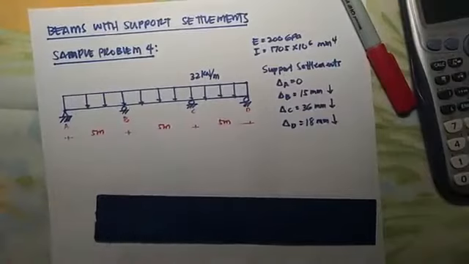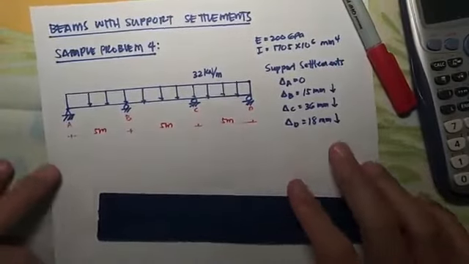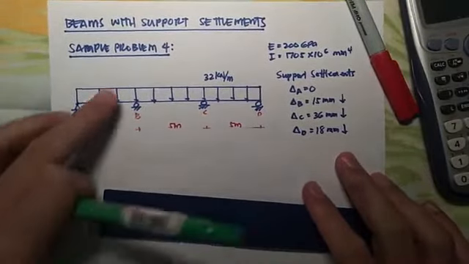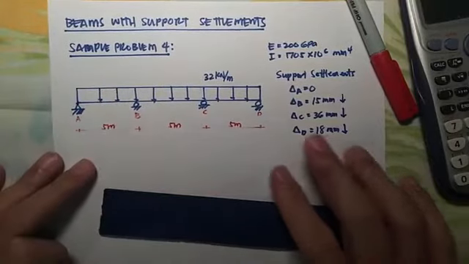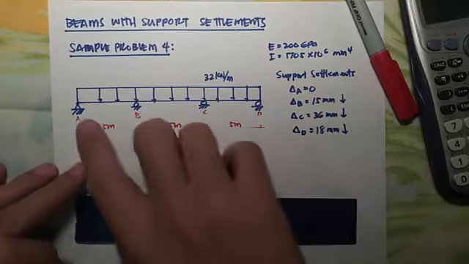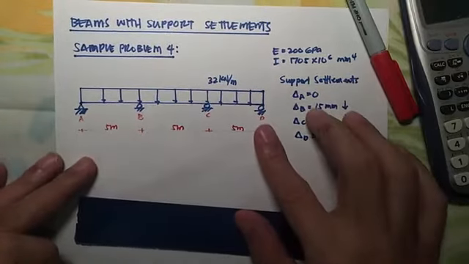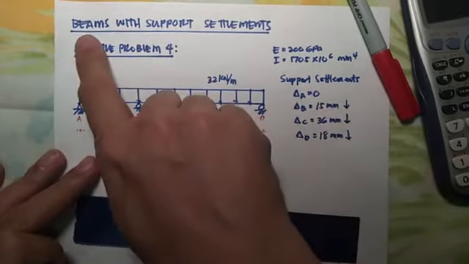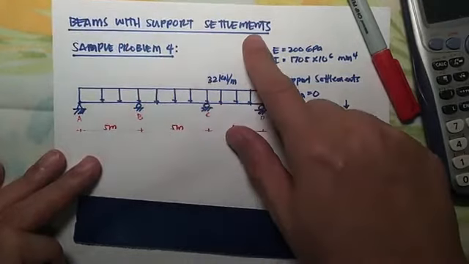Okay, so good day again. This time we're on sample problem number 4. Again, this is a problem to be solved by slope deflection method for a continuous beam. But this time, for this sample problem, the beam has support settlements.